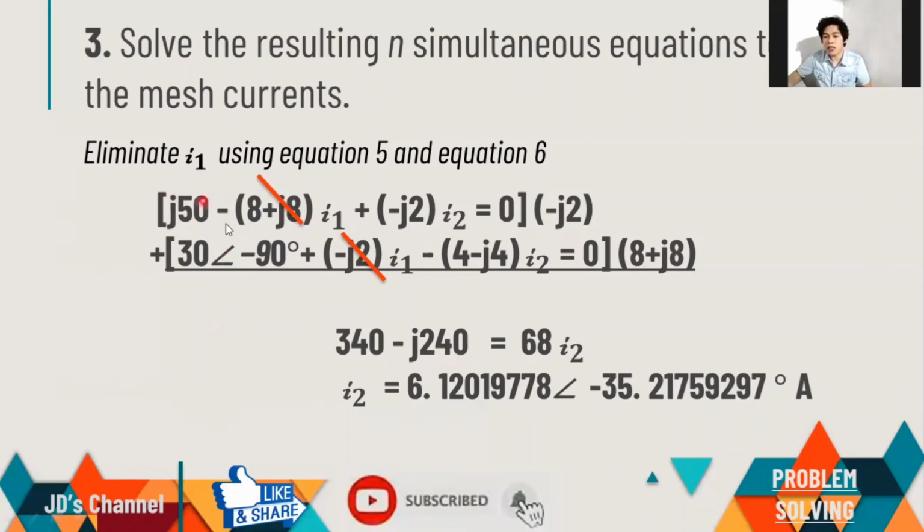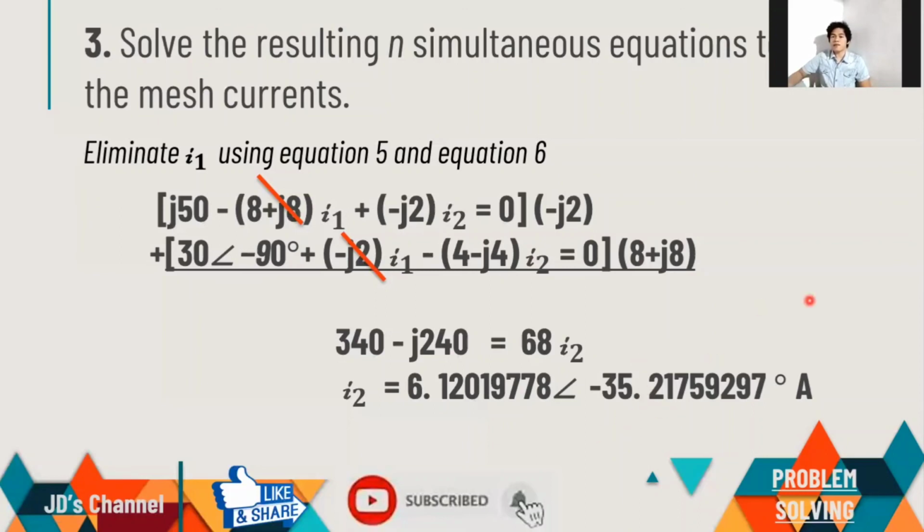Okay, so yung output natin dito is equals to 68 I2. And then divide both sides by 68, so makakancel yung 68 dito, and we will get this, 6.1201 bar angle negative 35.2175 degree ampere. So this is our I sub 2. Okay, input po, pakicheck na lang din po class if we have the same answer with this.